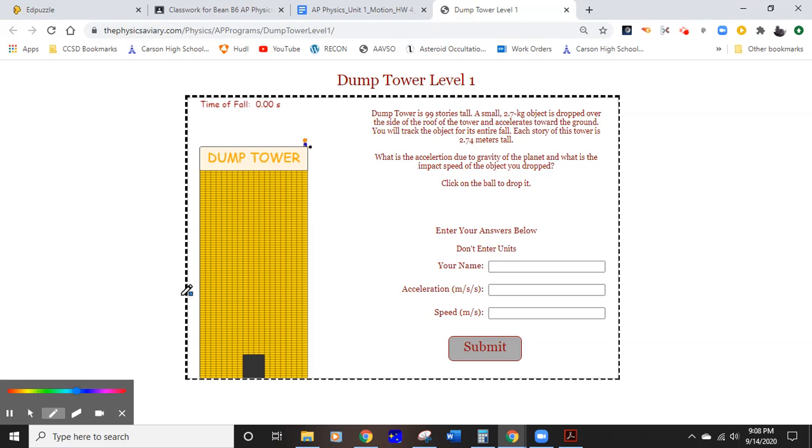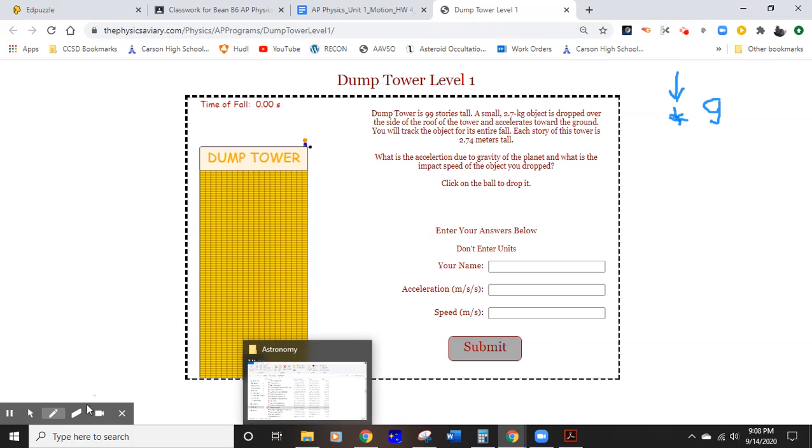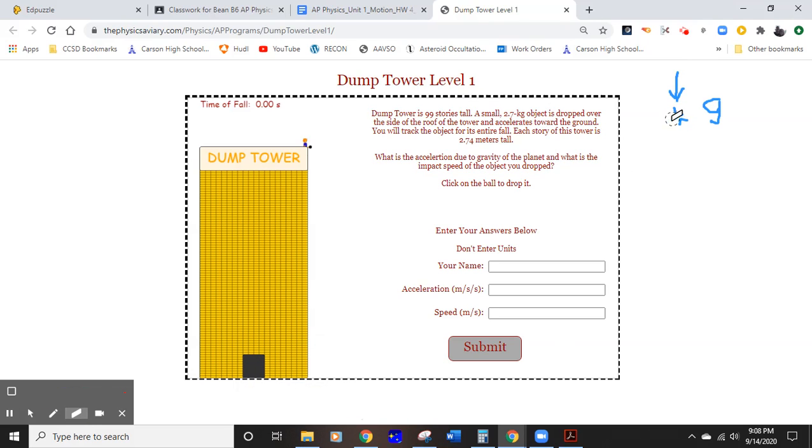Since we're dropping this straight down, not tossing it up, we can set up our coordinate system. We're going to take down to be positive, therefore g will be positive as well. That's just something to keep hold of here.